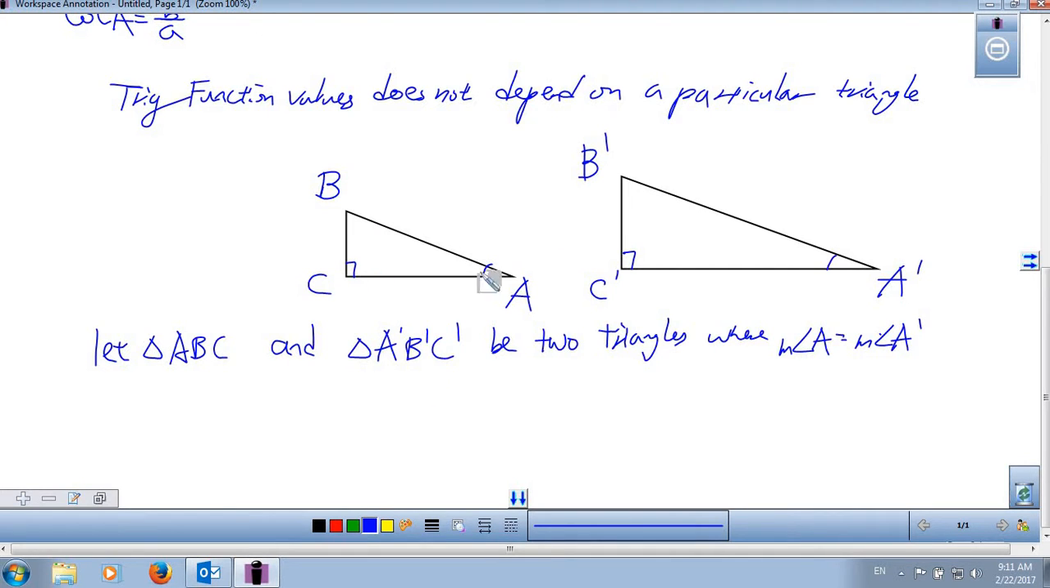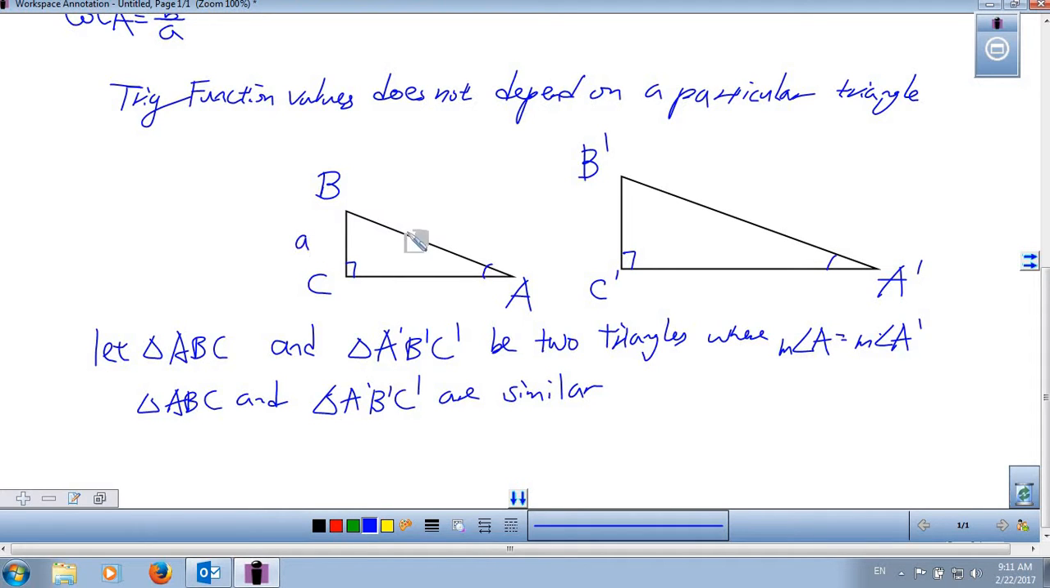Alright, so now if all three angles are the same, then the two triangles are similar. Then triangle ABC and triangle A prime, B prime, C prime are similar. I'm not sure how much you remember from your geometry lessons. What does it mean to have similar triangles? When we say two triangles are similar, we're saying that they don't just have the same angle measurements, they also have proportional size. That means the ratio of their sides are proportional.